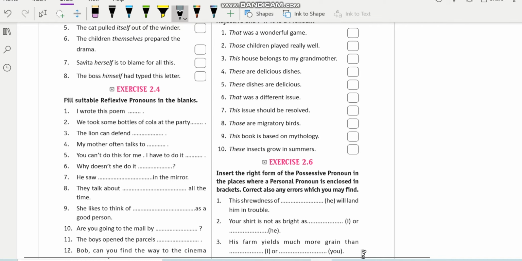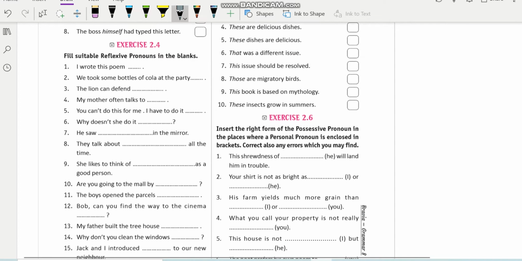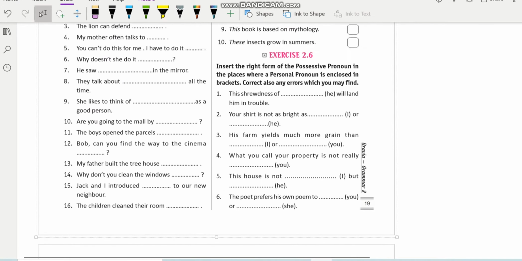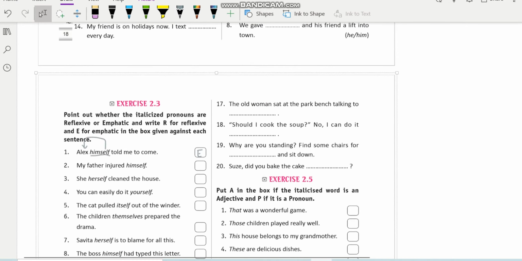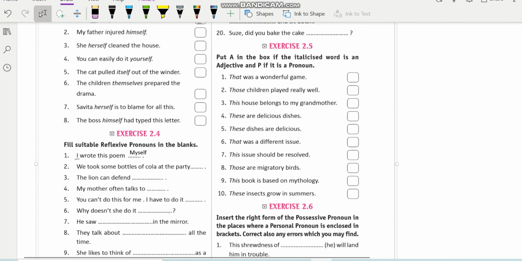Moving on to exercise 2.4. Fill suitable reflexive pronouns in the blanks. This I have already told you, how we will change I. I wrote this poem myself, right? So I'll do this first one for you and the rest can be done by you. So this will become myself, right? So this is how you have to do exercise 2.4. There are about 20 parts in it. Very easy. You'll be able to do it.